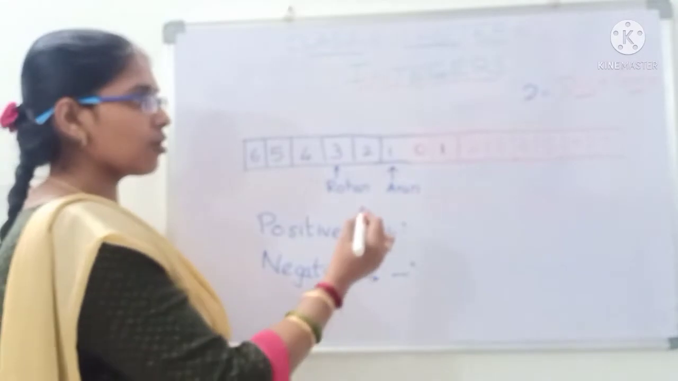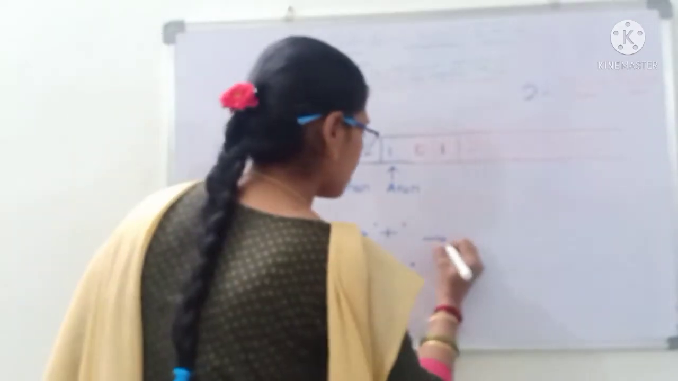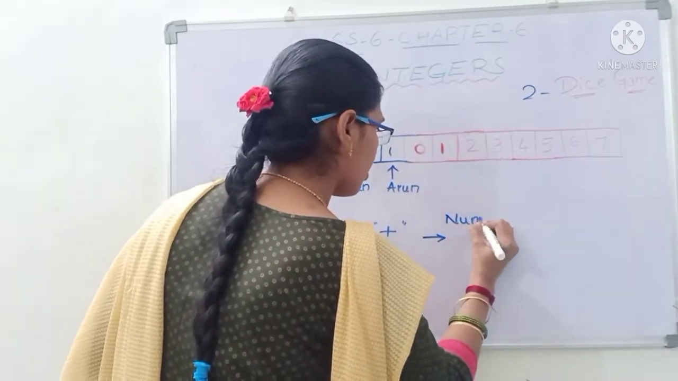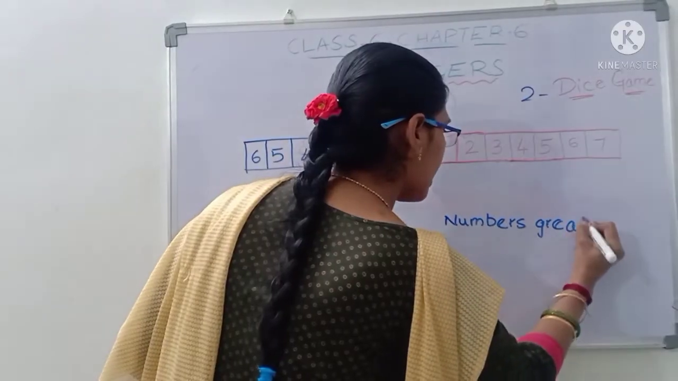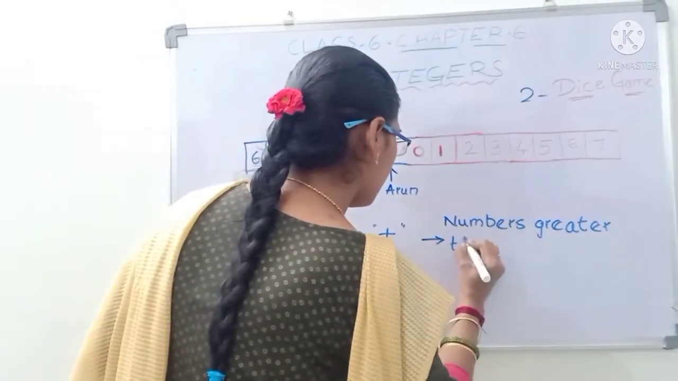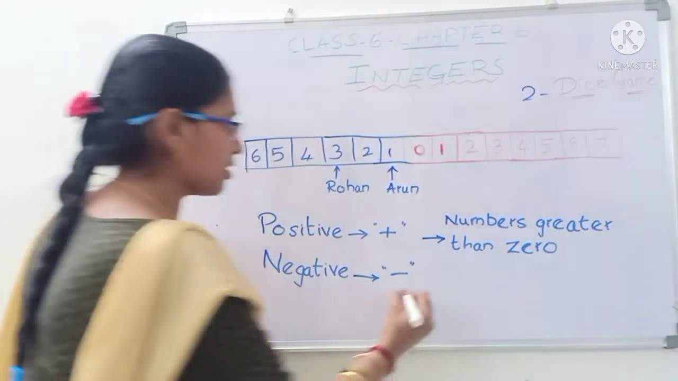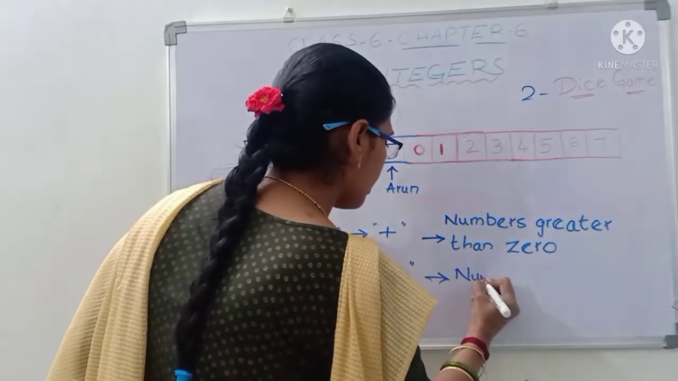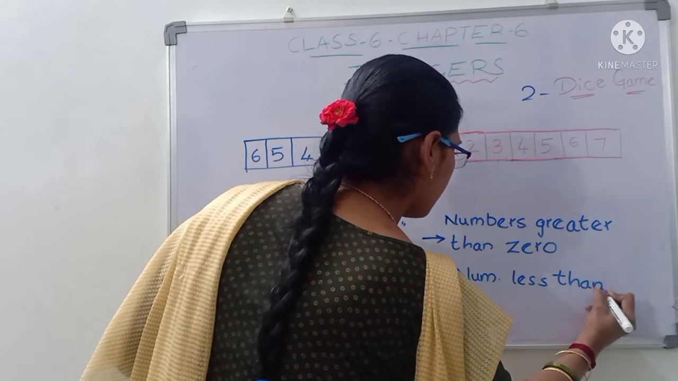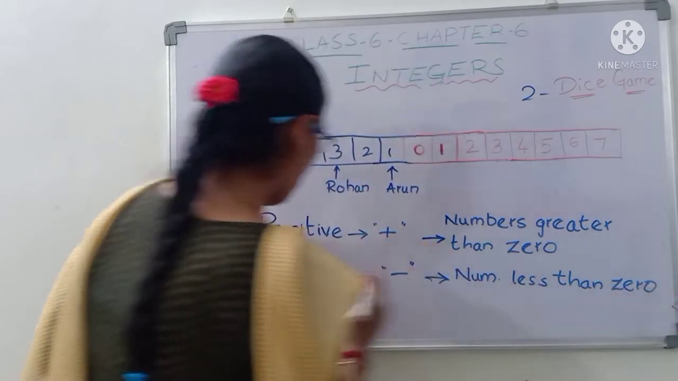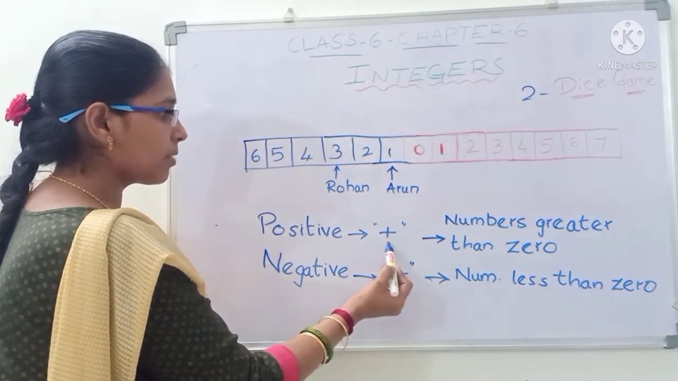All the numbers after 0, that is numbers greater than 0, are called positive numbers. Numbers less than 0 are called negative numbers and they are represented with the minus sign, and positive numbers are represented with the plus sign.